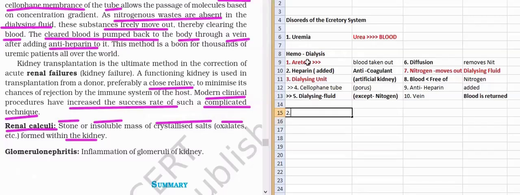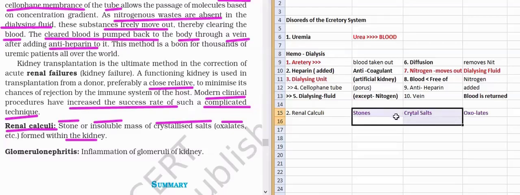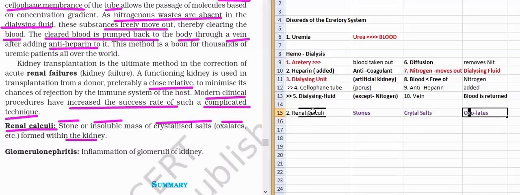Second is uremia, which is already completed, so again we'll come back. Second is what? Renal calculi. It contains stones or crystal salts like oxalates. This you remember. You can write 1, 2, 3 also, but much better. Stones or crystal salts like oxalates will be there in the kidney.